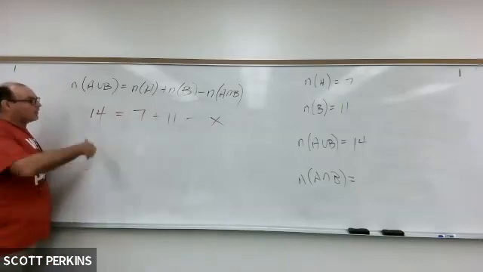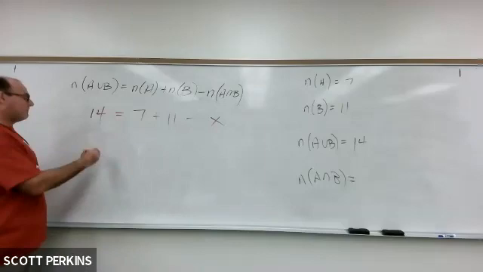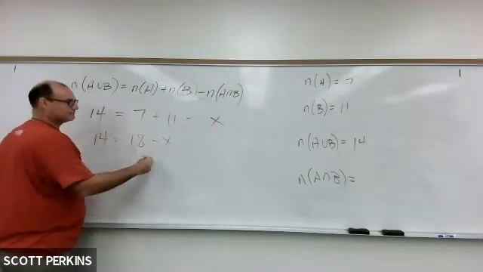So I'm going to go ahead and do this now. We're going to figure out, and probably with your calculator you can figure it out, but I'm going to collect my like terms. 7 plus 11 is 18.